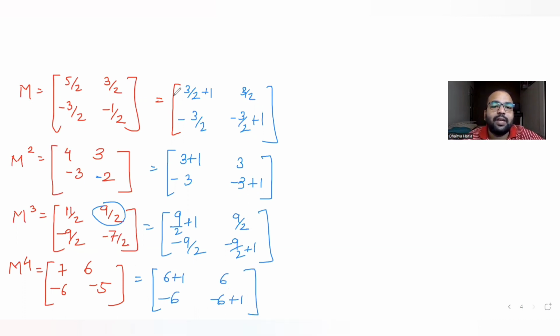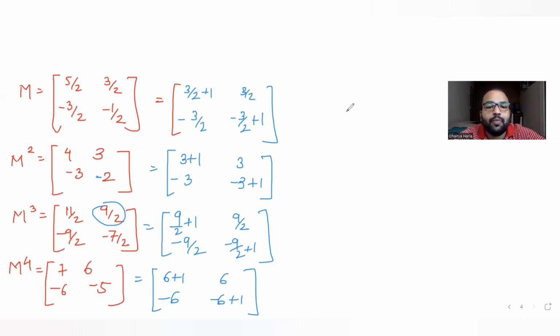So I can see that for every first term, I can write it as plus 1 with the second term. For the third term, I can just take the negative sign of the second term, and for the fourth term, I can write it as the third term plus 1. For every matrix, I am able to observe that pattern.